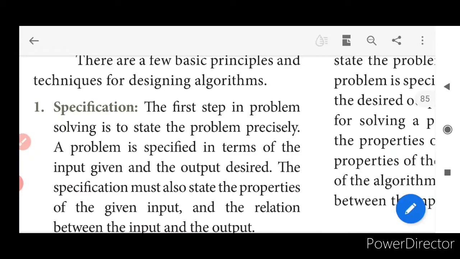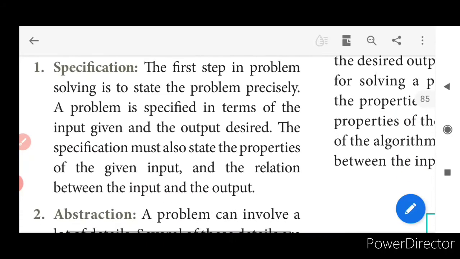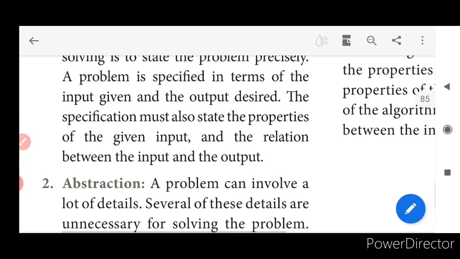in an easy manner. Okay, then what do we do? We will get the inputs, and with respect to the inputs, what sort of output am I going to get, that we have to specify. Next, what should we specify? We must also state the properties of the given input and the relation between the input and the output.